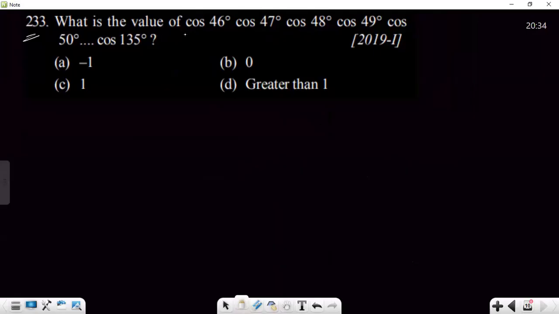Coming to the next question, what is the value of cos of 46 degrees, 47, 48, 49, 50, and the value is increasing till 135 degrees. So from 46 degrees, then 47 degrees, then 48 degrees, and going till cos of 135 degrees.